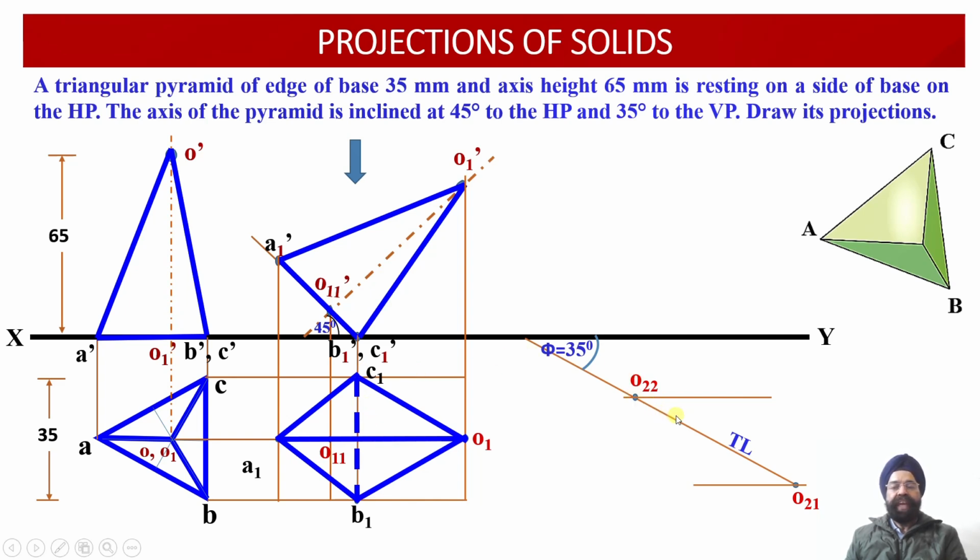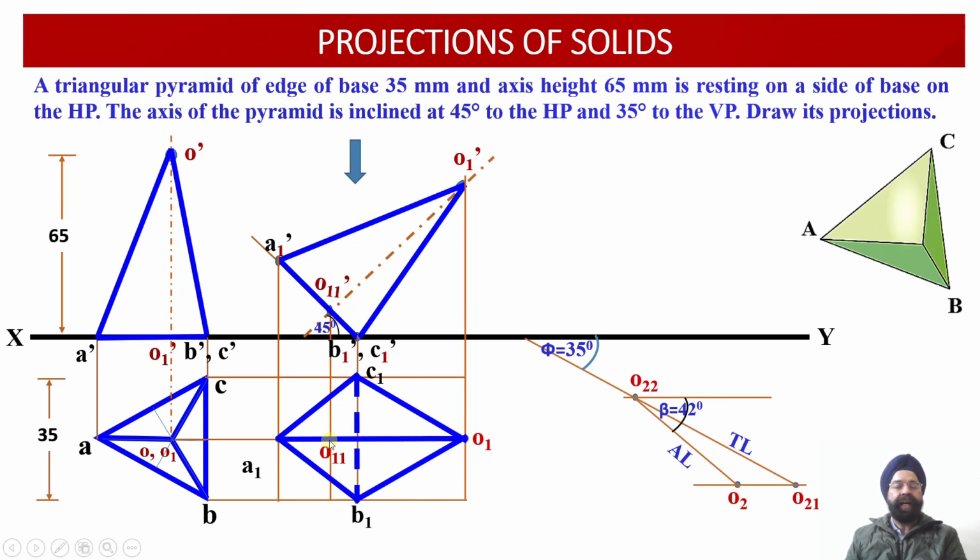We have already marked the true length over here at an angle of phi equal to 35 degree. We have measured the apparent length of the axis. Now this length we are going to mark between these 2 locus lines. Once we mark an arc over here, we can join O22 with O2. So this point will be labeled as O2. This point is O22.